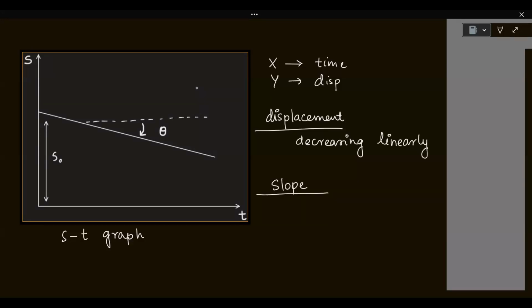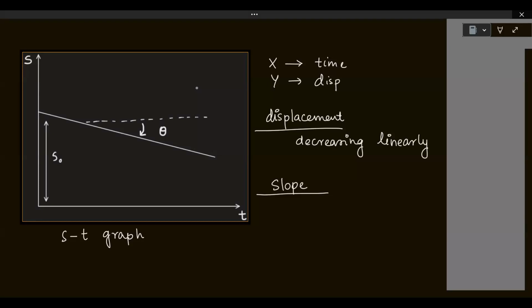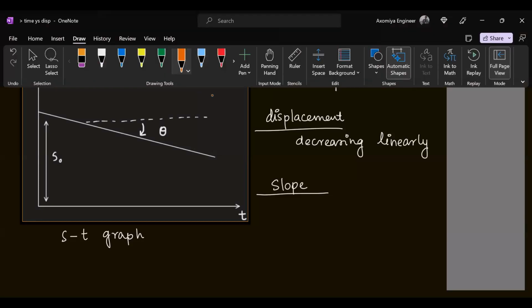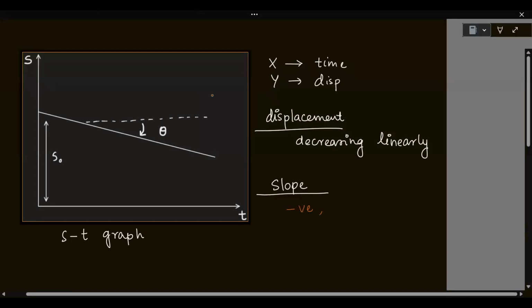So negative slope, right? Yeah, negative. It's a negative constant slope. Yes or no, guys? It's a straight line, so the slope is going to be constant. So I will say slope is negative and it is constant, right? So what can I comment about velocity, guys?